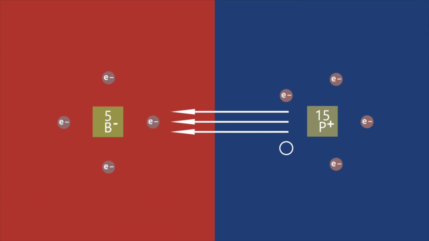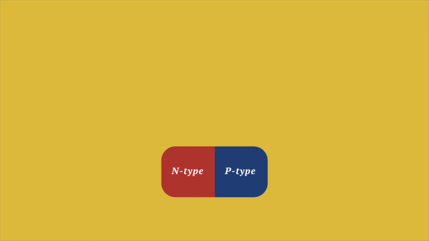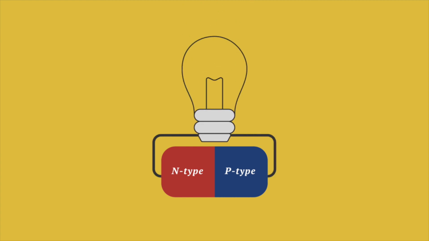When photons of sufficient energy displace electrons within the depletion zone, the electrons and holes travel in separate directions due to the electric field. As the two opposing charges can't rejoin through the depletion zone, they have to move through the provided wire. This is a flow of electrons, or current. The solar cell is now generating power, and this is how solar panels work.